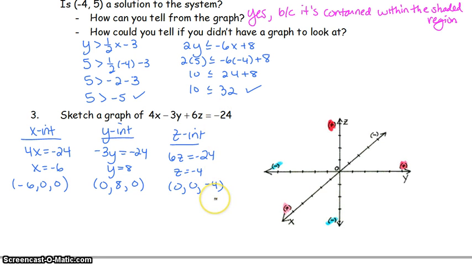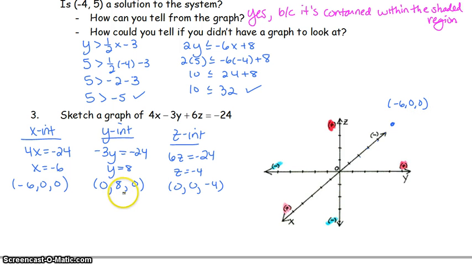This is the work that I must see for all of those points. I want coordinates, I want to see the equations, I want to see the work. So we look at our x-intercept. We have a negative 6, so we start at the origin. We go 1, 2, 3, 4, 5, 6.